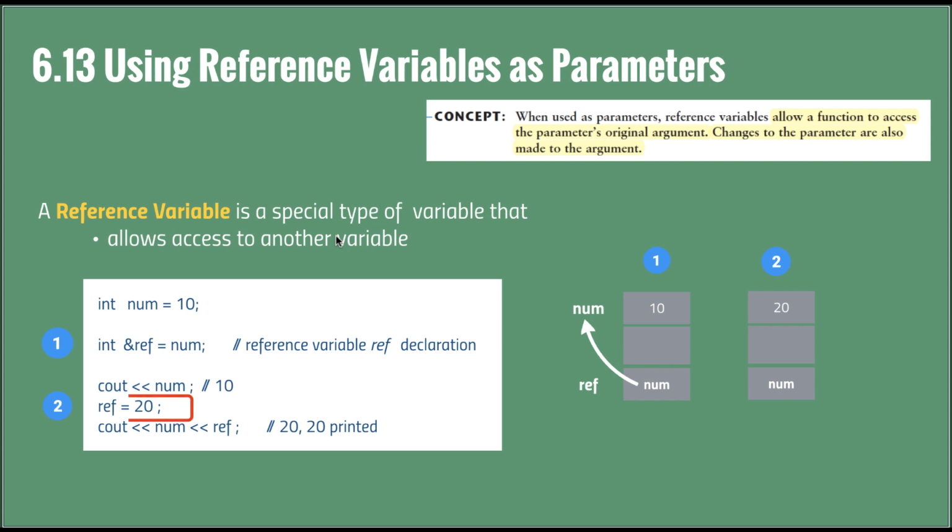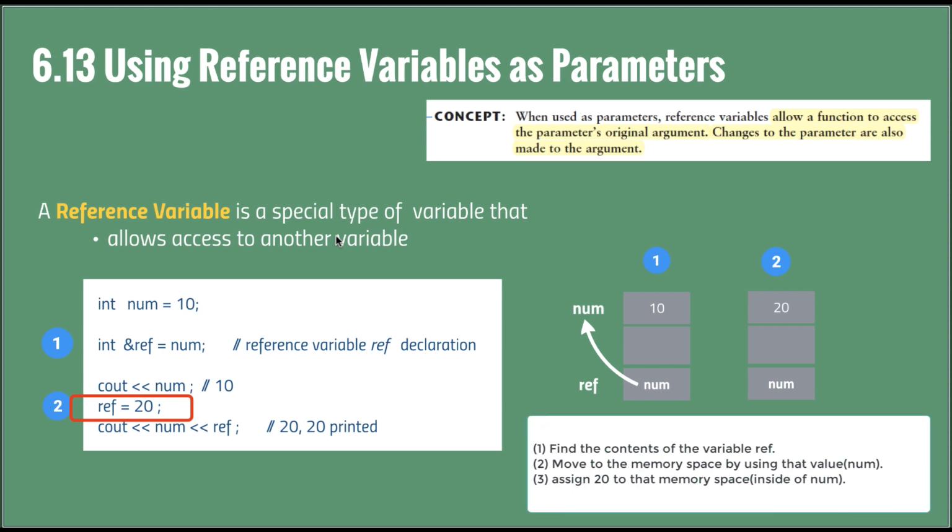Now we try to change the value of the variable num by using the reference variable, as marked with the number 2. When we try to assign the value 20 to the reference variable, first we find the contents of the variable ref, and then move to the memory space by using the value of num. And then, third step, assign 20 to that memory space inside the variable num. It means that the variable num has the value 20. When we print out the two variables num and ref, we can see the same value, 20.